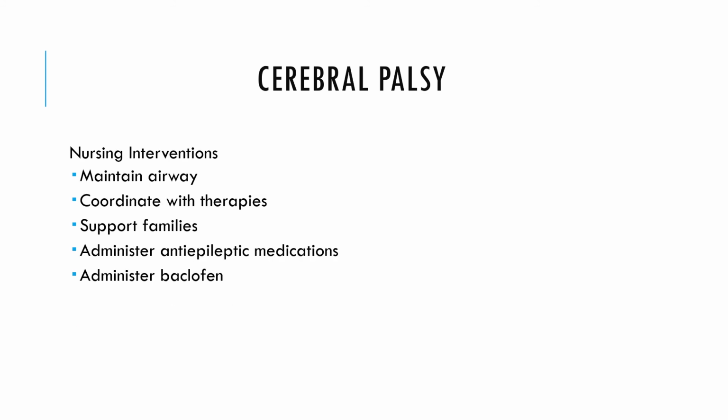Here are some nursing interventions. The biggest thing is we make sure the family knows how to do passive range of motion. We want to make sure that we're treating muscle spasms. But we also want to make sure that the family and child are involved in their own care.